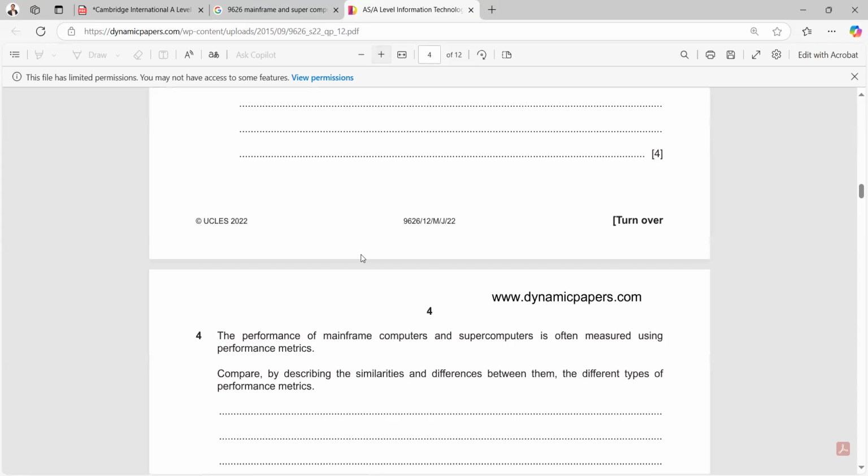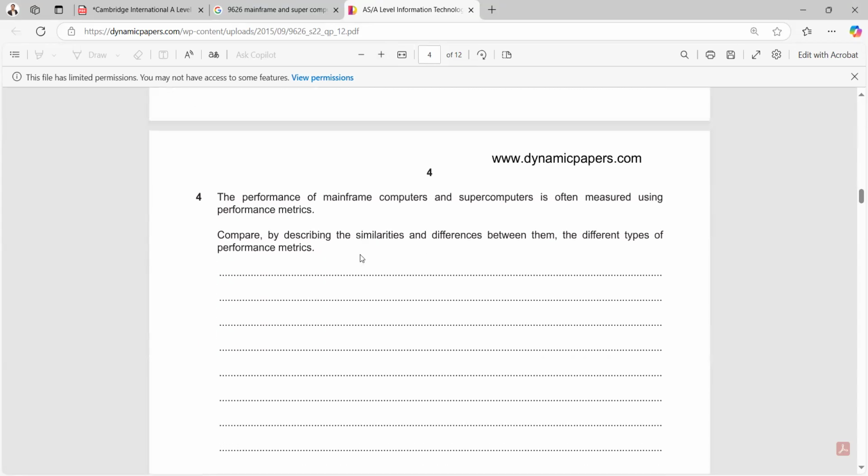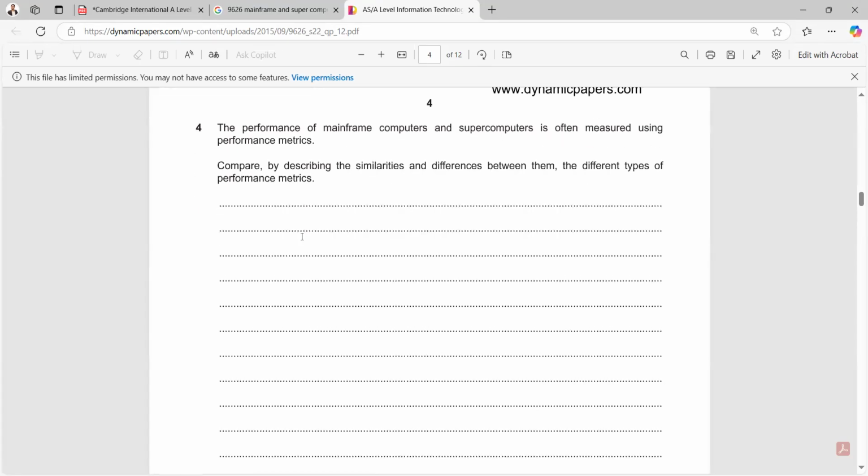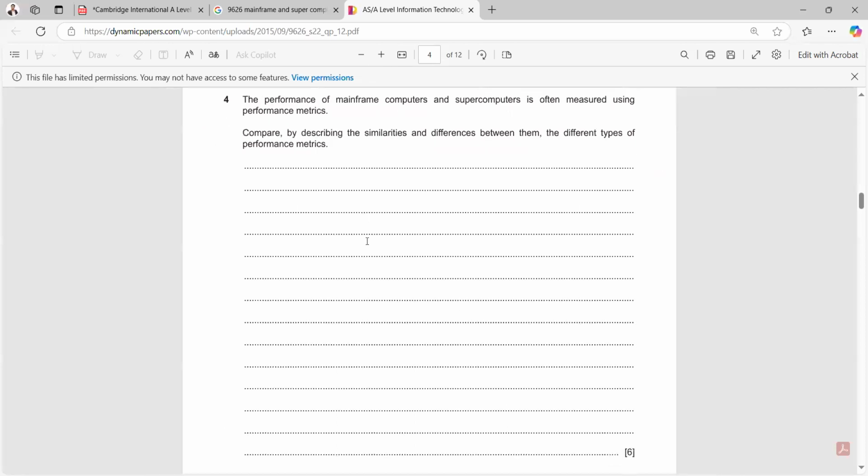Okay, this is question number 4. The question says that the performance of mainframe computers and supercomputers is often measured using performance metrics. Compare by describing the similarities and differences between the different types of performance metrics. This question is for 6 marks.